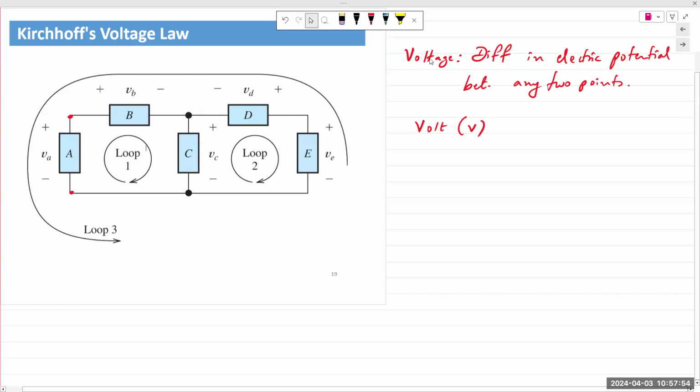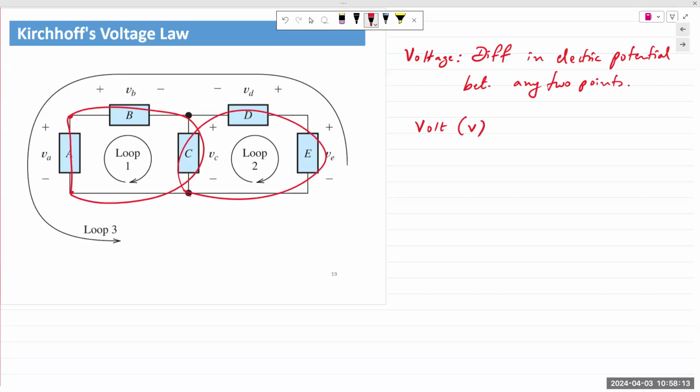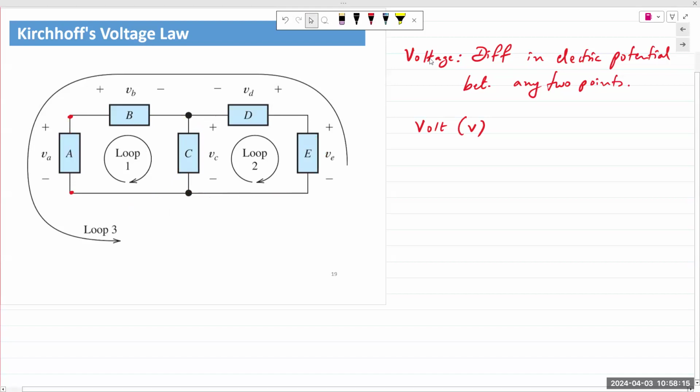So KVL, like KCL, is based on the law of conservation of energy. It's actually very beautiful. You take an electrical loop and you add up all the voltages around that loop, they will always sum up to 0. An electrical loop is any closed pathway. And you can see here, you have loop 1, loop 2, and you have loop 3, which is the outer loop. A loop can have nested loops inside it.